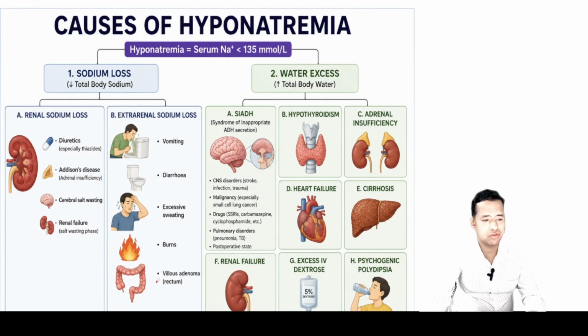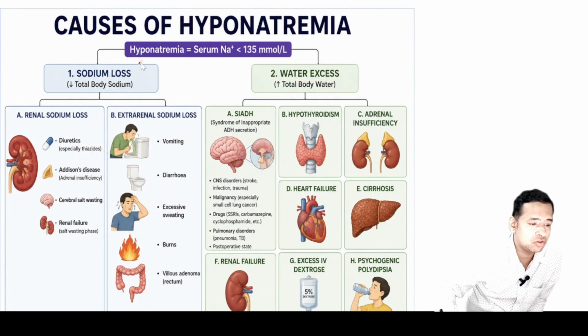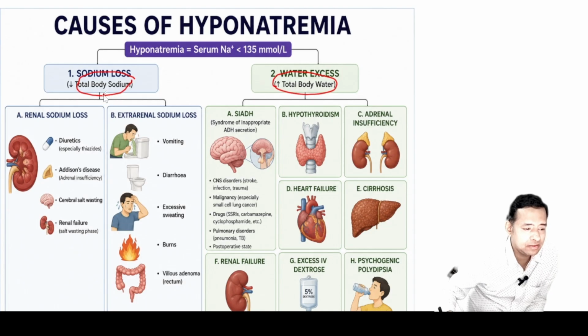Okay. The causes of hyponatremia. There are two causes: sodium loss due to decrease in total body sodium, and water excess, where there will be an increase in total body water. In decrease of total body sodium due to medication, previously we have discussed diuretics.